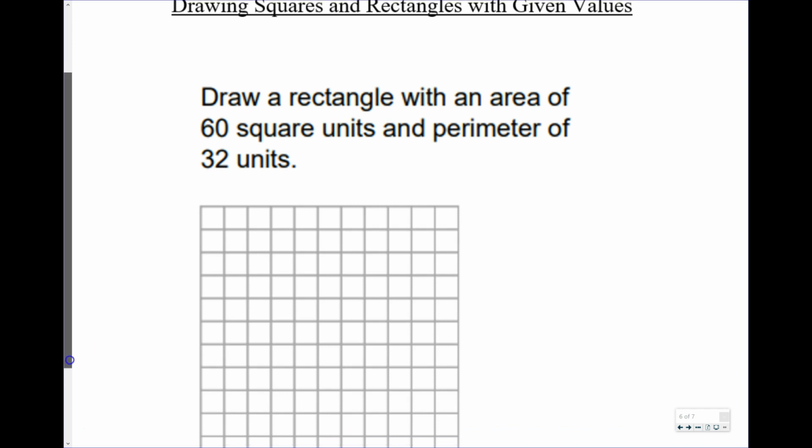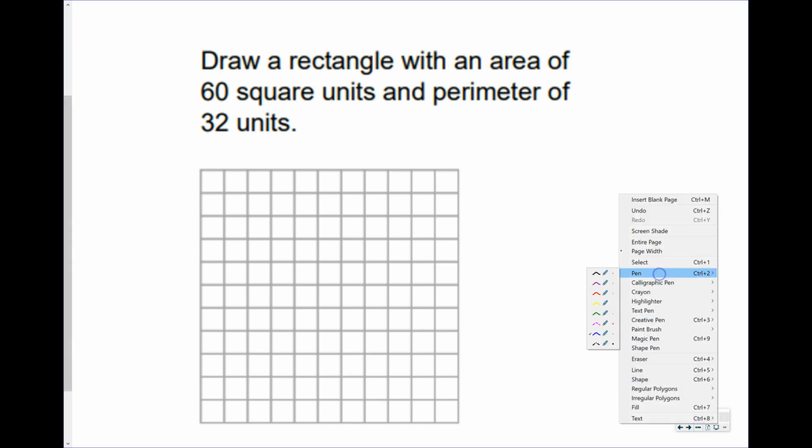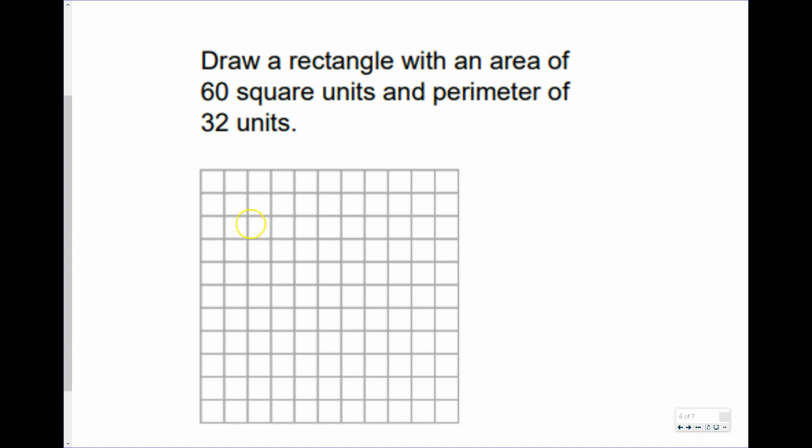It says, draw a rectangle with an area of 60 square units and a perimeter of 32 units. All right, so let's just say you had a pencil, because you can erase a pencil, right? And let's just draw a rectangle here. Well, there's my rectangle. I drew a rectangle. Let's actually see if it has what this says.